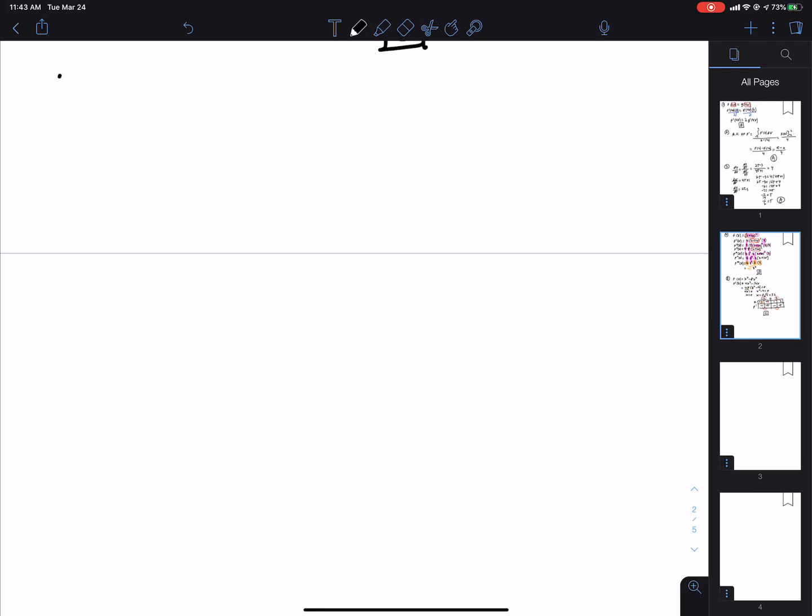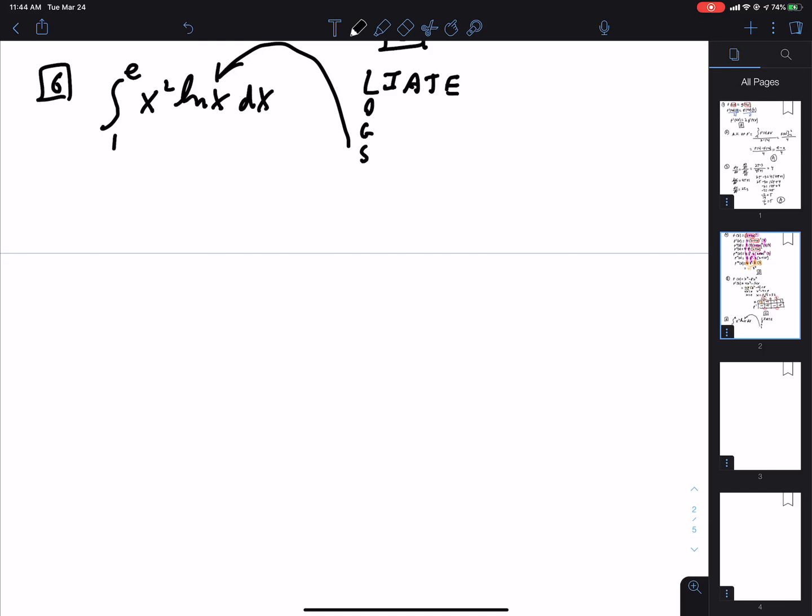Number 6. Ooh, you know what this looks like? Ultraviolet doo-doo. So when you see a product and you're integrating it and substitution clearly won't work, we need to go to integration by parts. So our friend LIATE is with us. Logs, ooh, we already hit the L right there. So that's going to be our choice for u.